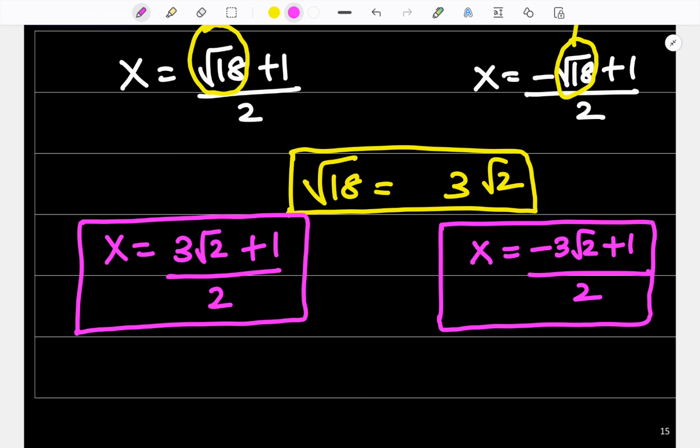Okay teacher, it is not getting cancelled. Why are you writing square root of 18 as 3 times square root of 2? Sometimes it is getting cancelled. If not getting cancelled, writing root 18 is no problem. But if it is getting cancelled, try to simplify it and write it. Okay, all of you? Right.